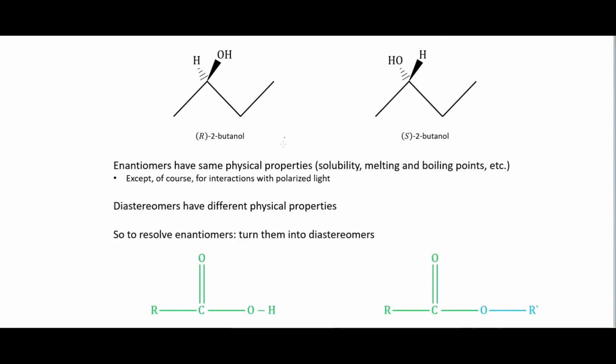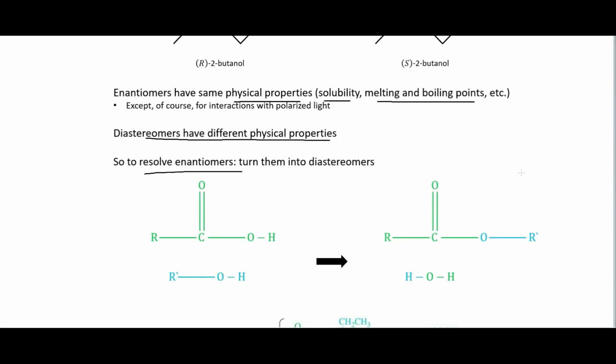All right, so enantiomers, like I said, have the same physical properties such as solubility, melting and boiling points, and so on. And diastereomers have different physical properties. And so to resolve enantiomers, we can simply turn them into diastereomers. And so what we want to do is bind it to something else to turn it into a different molecule with it attached. And that different molecule, the product of that, will be diastereomers of each other based on whatever enantiomer attaches to that other molecule. And so this is just a simple esterification reaction right here.